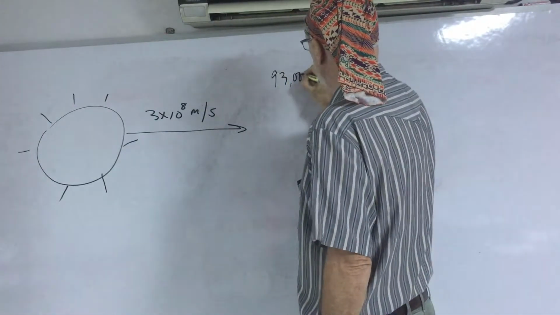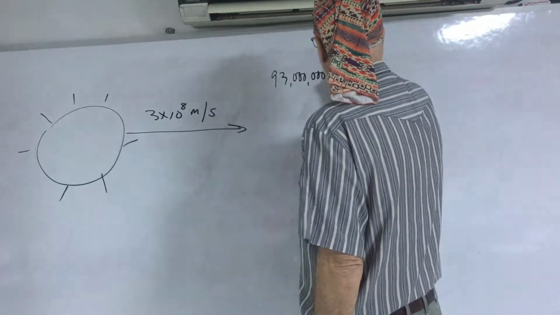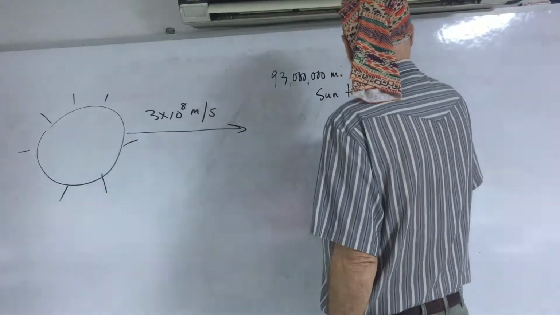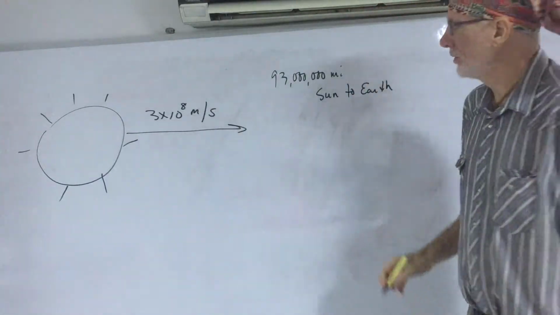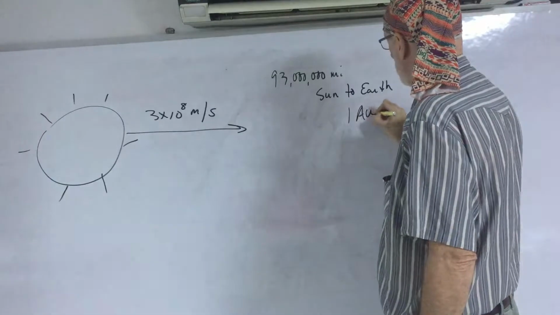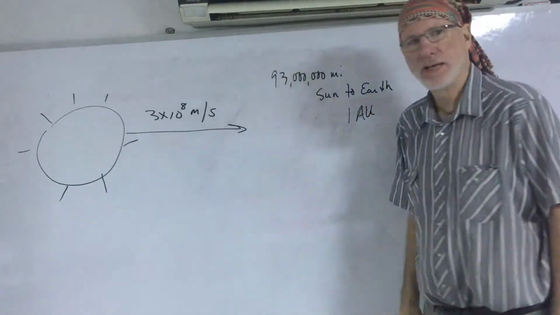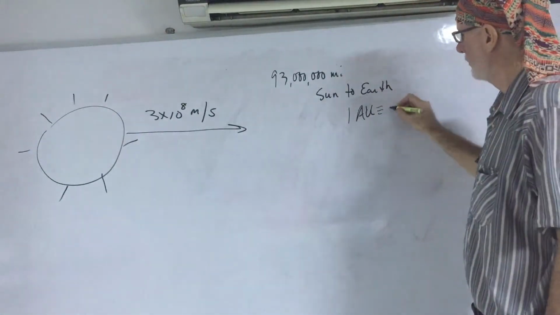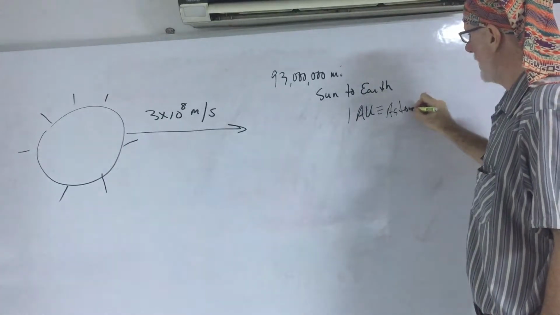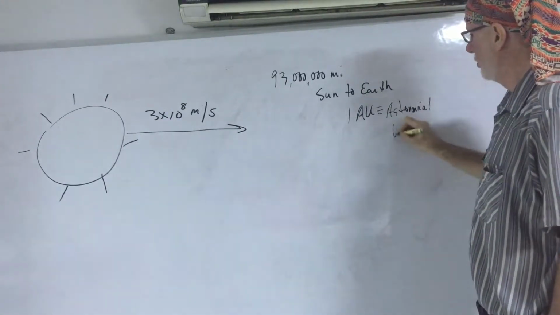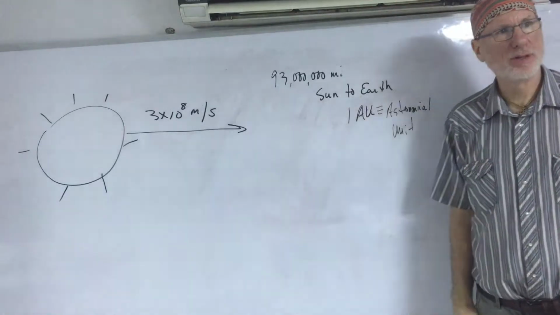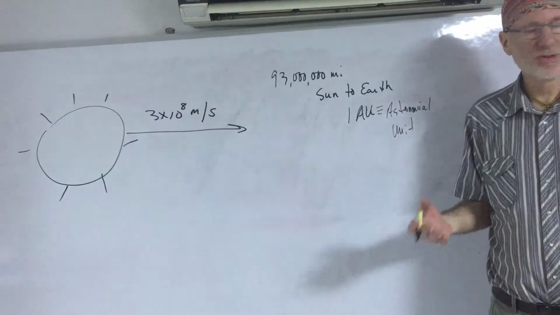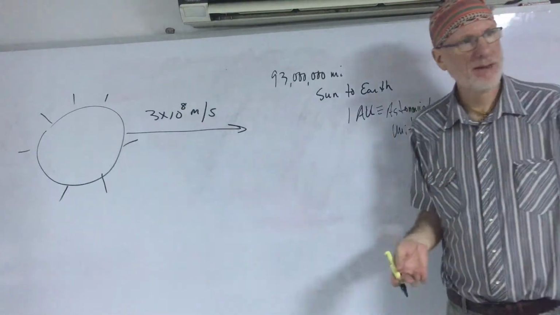It's 93 million miles from the sun to the earth. And that's called 1 AU. AU stands for astronomical unit. 1 astronomical unit is 93 million miles. Now, in this class, you don't use miles. So I'm going to give you some things to help you.